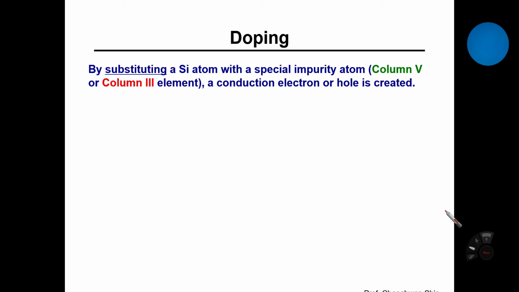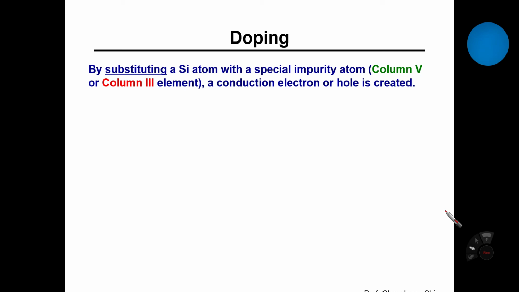Today, we're going to learn some details of what doping is. Okay? So doping, or the basic process of doping, is as follows: simply speaking, by replacing the silicon atom in crystalline silicon material with a non-silicon atom, we dope the pure or intrinsic silicon crystalline material.